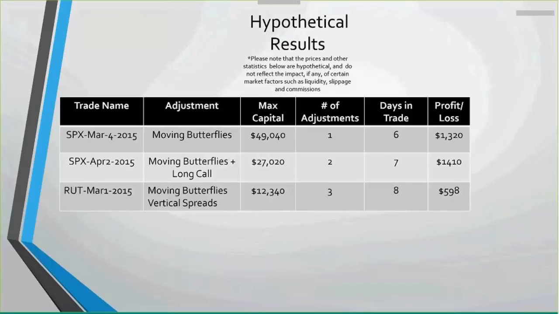Okay, so those were the results I had. Actually, it's not hypothetical because this was done using my live capital. The March 4th Friday of March, the capital used was 49,000, but that was again 3 units. And by each unit, I mean each long call is considered a unit. So 3 units of M3, I ended up adjusting it once, stayed in the trade for 6 days, and made a profit of 1,300. And the April 2nd Friday expiration made 1,400 on 2 units again. And the March 1st Friday expiration made $600.